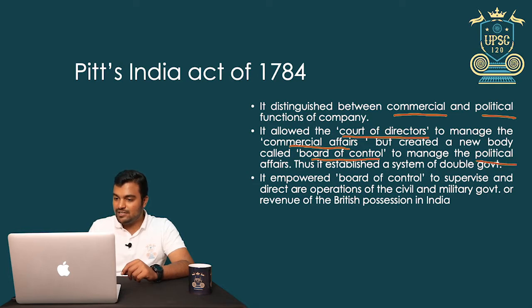So this is a potential question area. They can twist, that is, they can just interchange this, link court of directors with political affairs, and board of control with commercial affairs. No. We have to be very clear that the court of directors looked into the commercial affairs, whereas the board of control looked into the political affairs. Thus it established a system of double government.